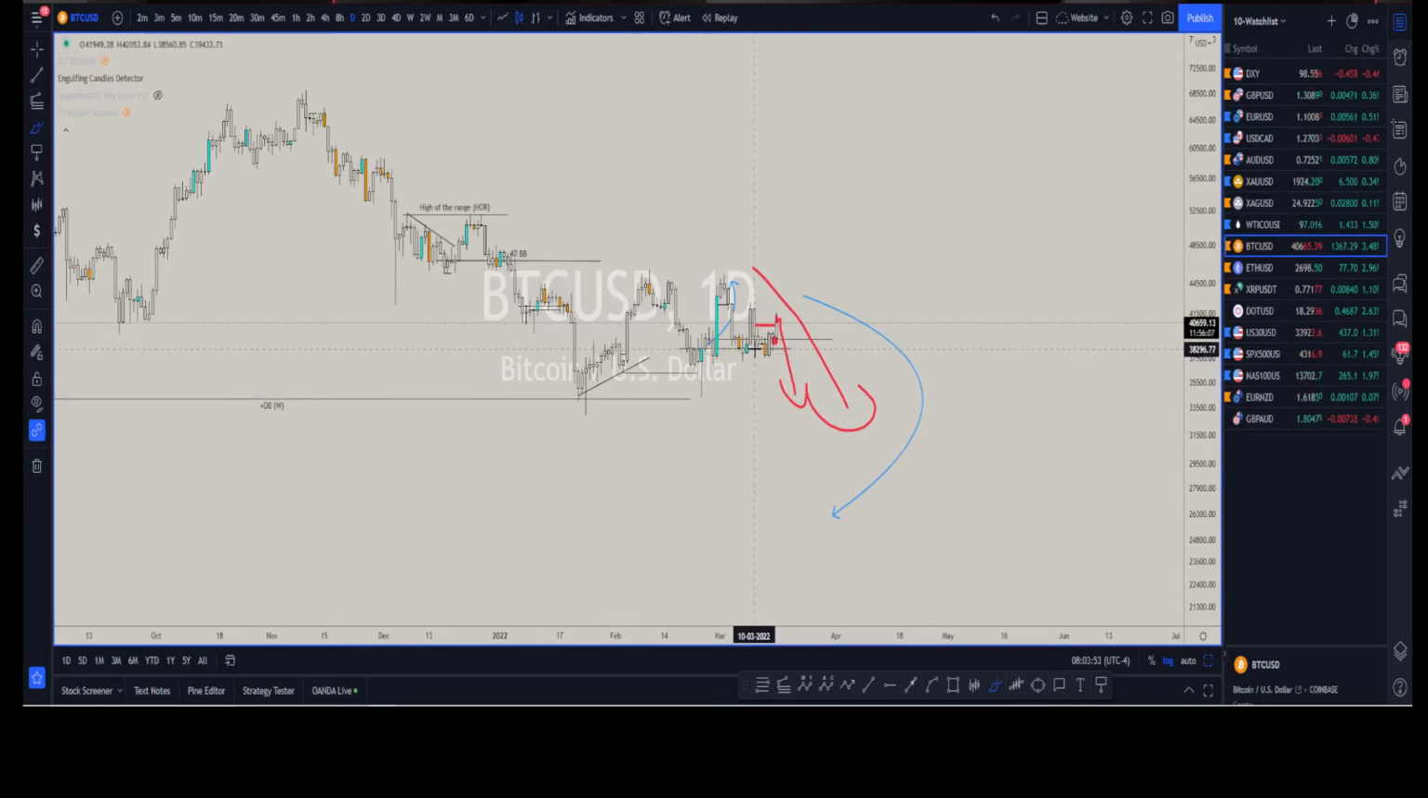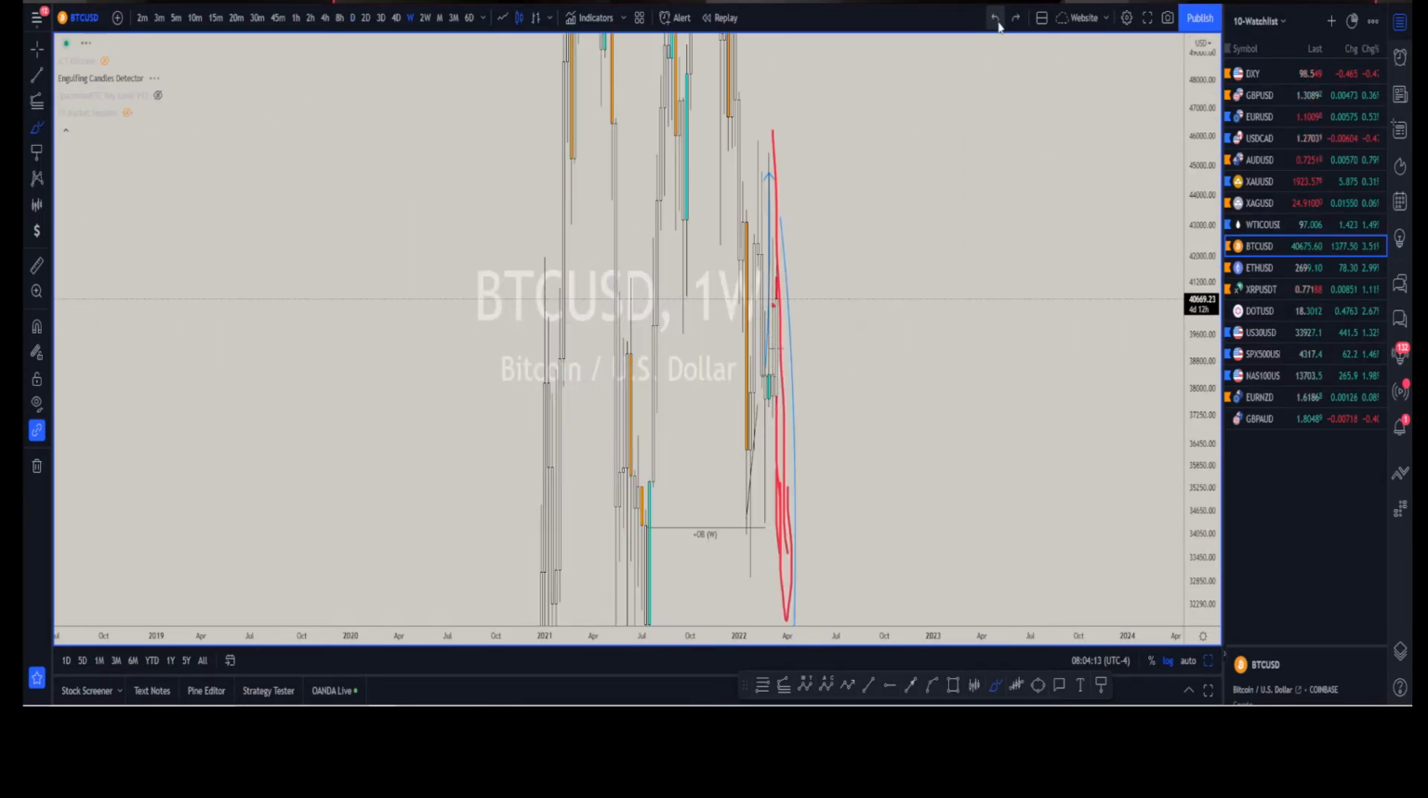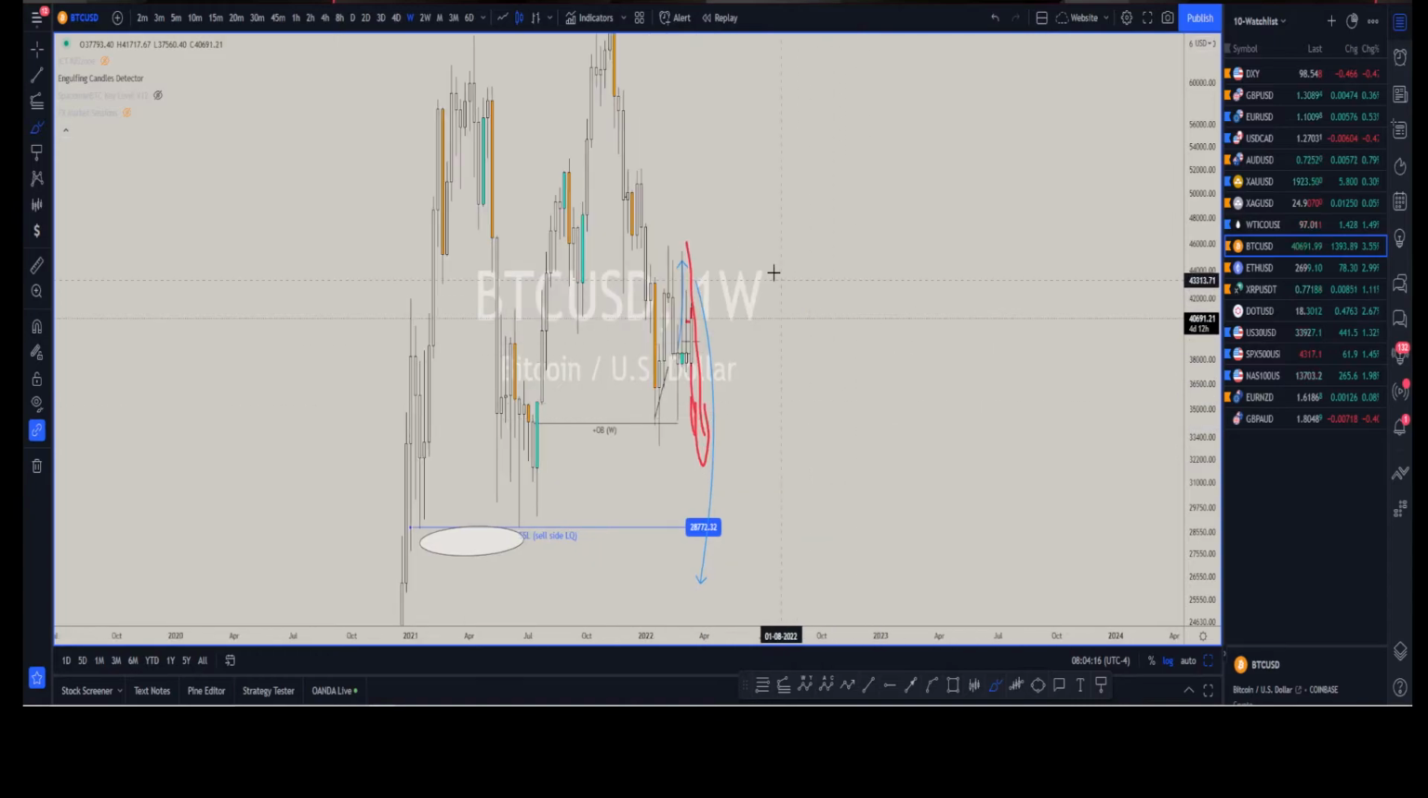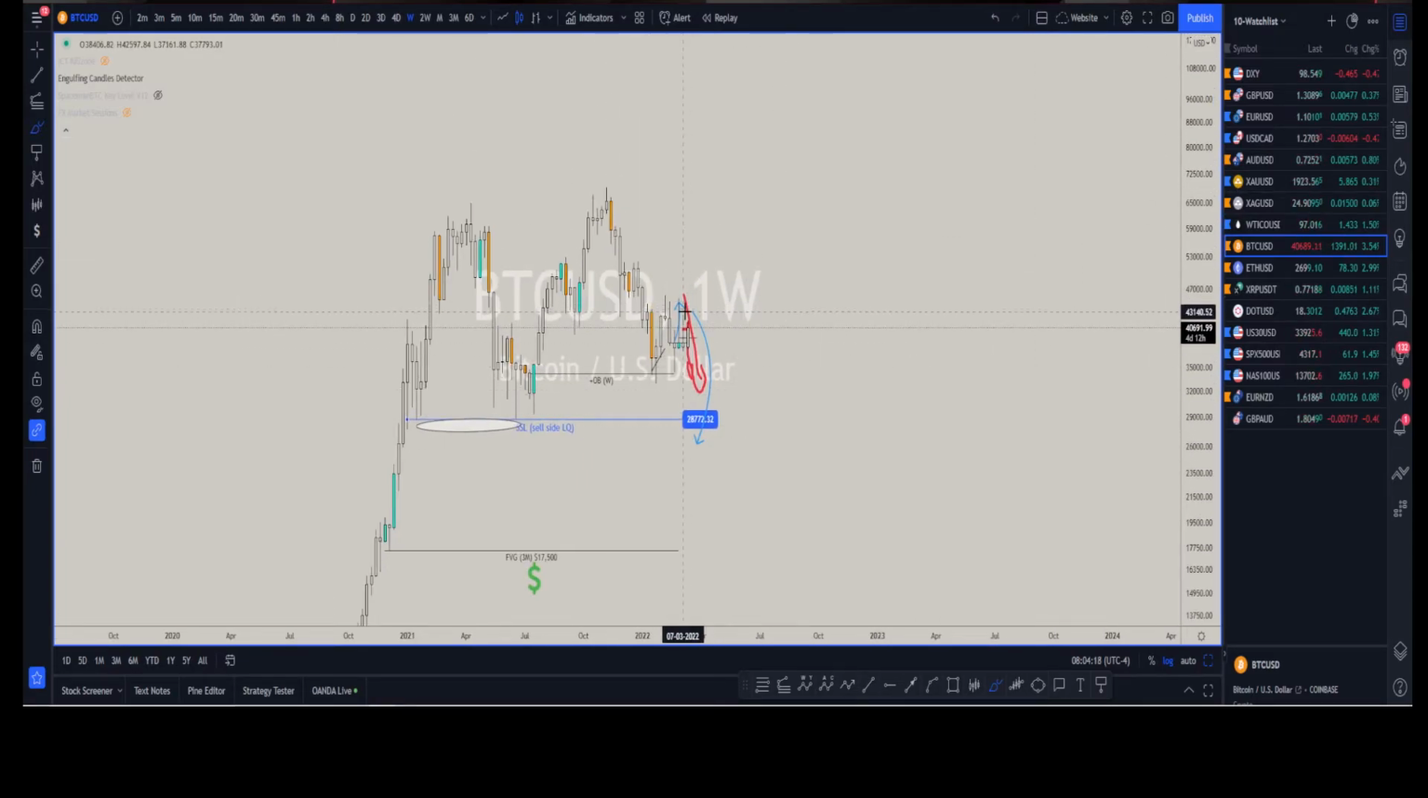Is it a good trade? Yes, this was a good trade here. This was a good trade here. Can this pump all the way up there? Yes, most likely. Why not? Who's gonna stop it? But for the long view on the weekly, I'm still looking towards these areas.